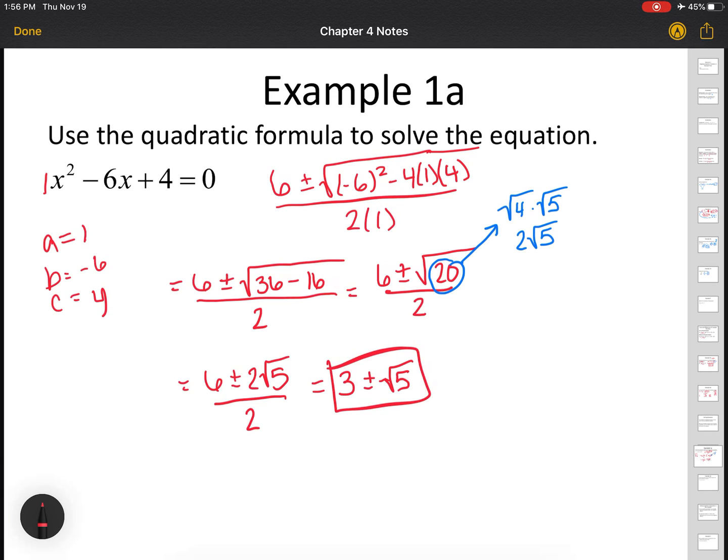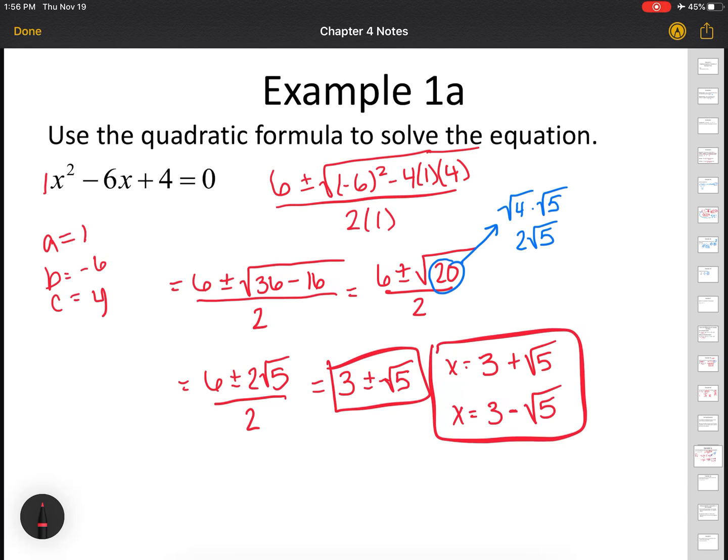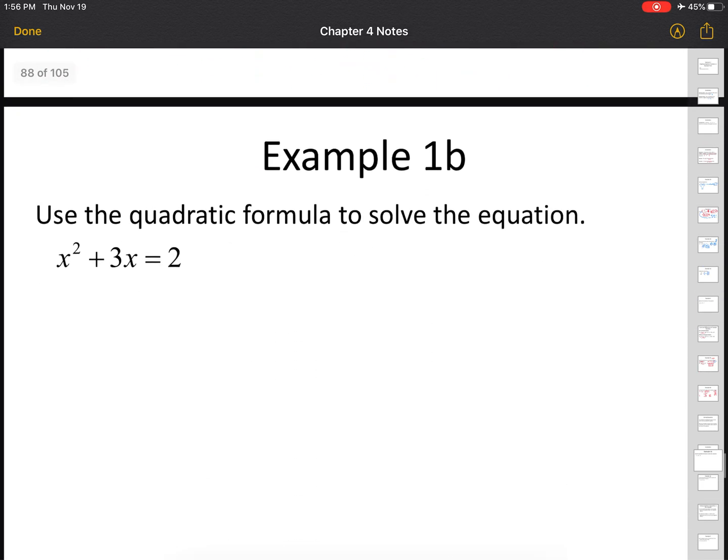And again, I have 2 answers hidden in here. That's 3 plus square root of 5 and 3 minus square root of 5. Those are both of the answers here. They mean the same exact thing as this first one here, okay? So there's our first example. Let's look at this one now.